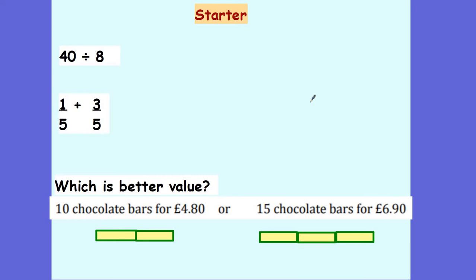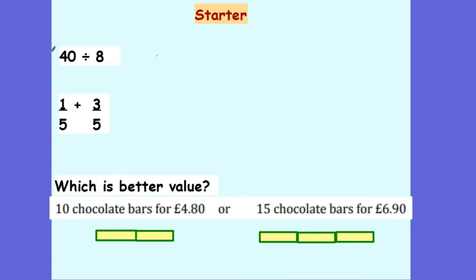Let's start off with a quick starter. Can you work out 40 divided by 8 for me? 1/5 plus 3/5. And which is better value? 10 chocolate bars for £4.80 or 15 chocolate bars for £6.90? Please pause the video and have a go at those questions now.